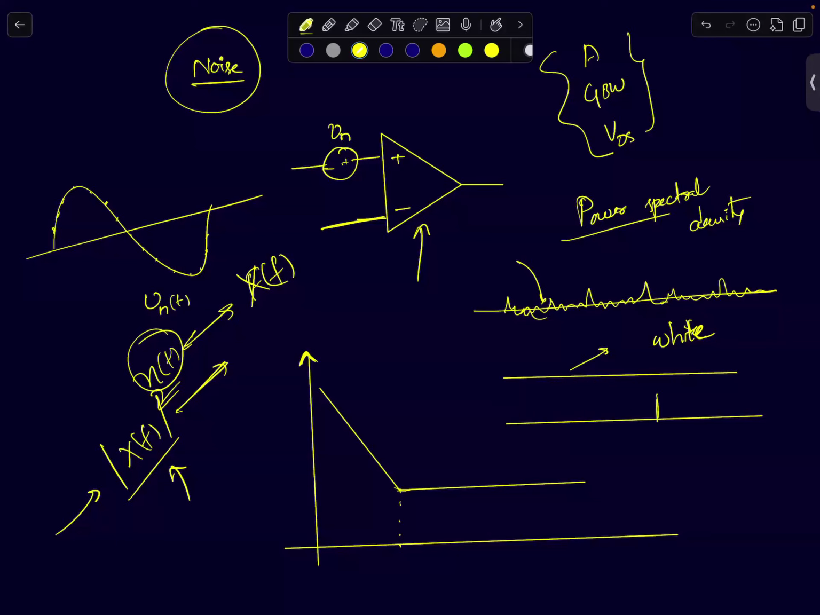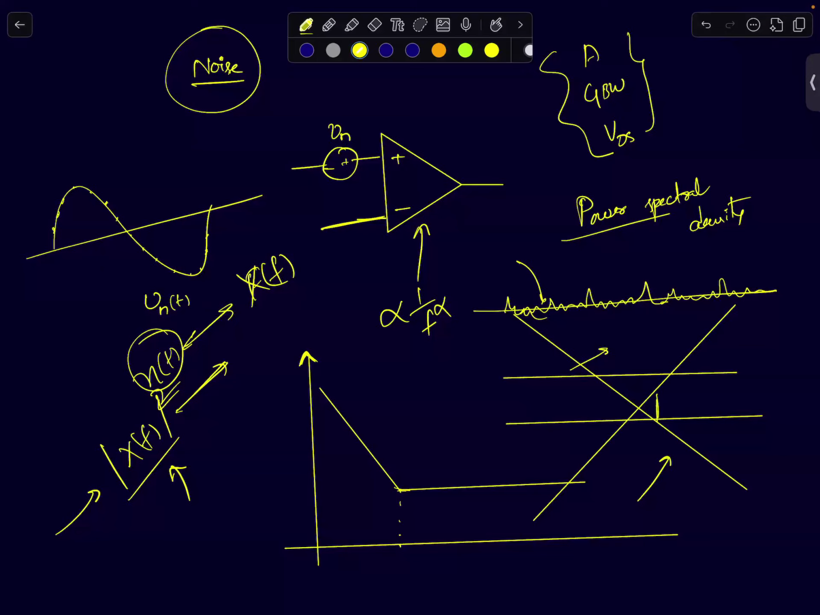Then there is something called pink noise. Pink noise is a noise which mostly has low frequency content and less high frequency content. It will decay as a function of frequency, as 1 over f or f to the power alpha. Then we also define violet noise. Violet noise is a noise whose shape will look like this. It can increase with frequency.